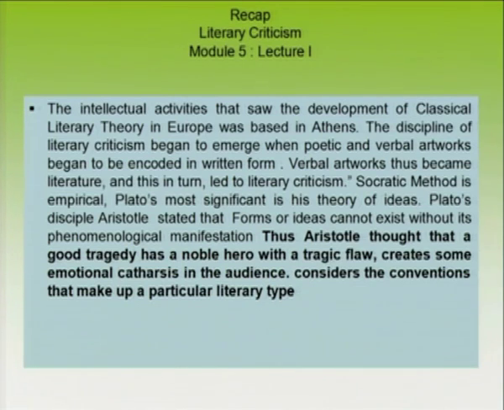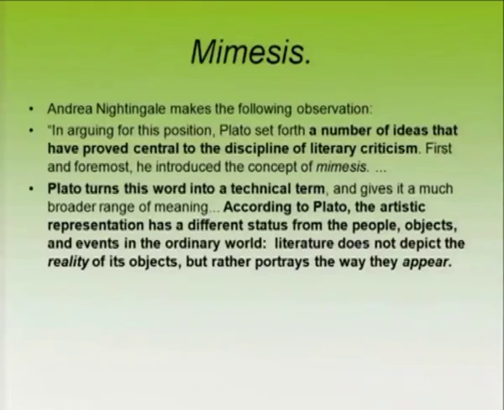So, a recap of the previous lectures. In lecture 1, we had done classical criticism. Over there, we have seen how Plato and Aristotle paved the way for the basis of literary criticism or literary theory, the question of the orientation in mimetic theory, and how forms or ideas cannot exist without their phenomenological manifestation, and how Aristotle, building upon Plato's theory of mimesis, talked about genres of writing, about tragedy, about structure, and how he took it into technical terms.